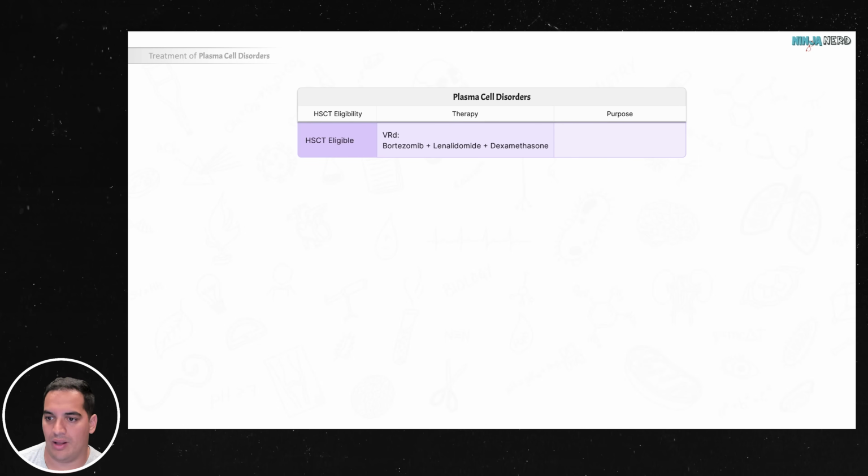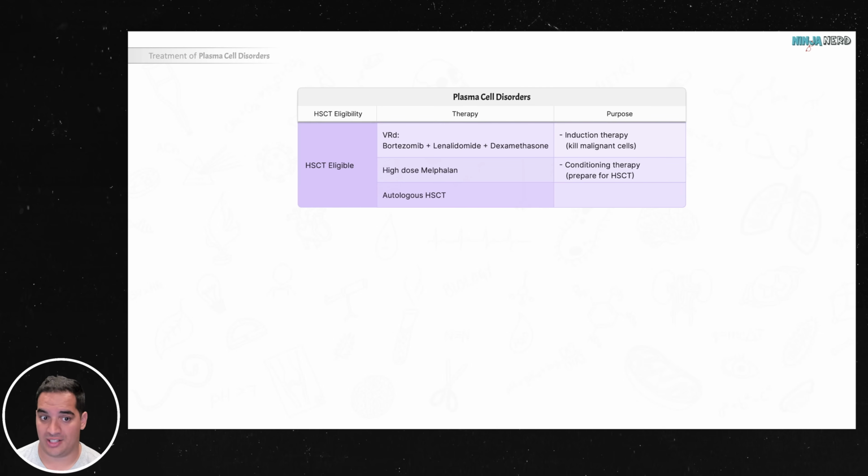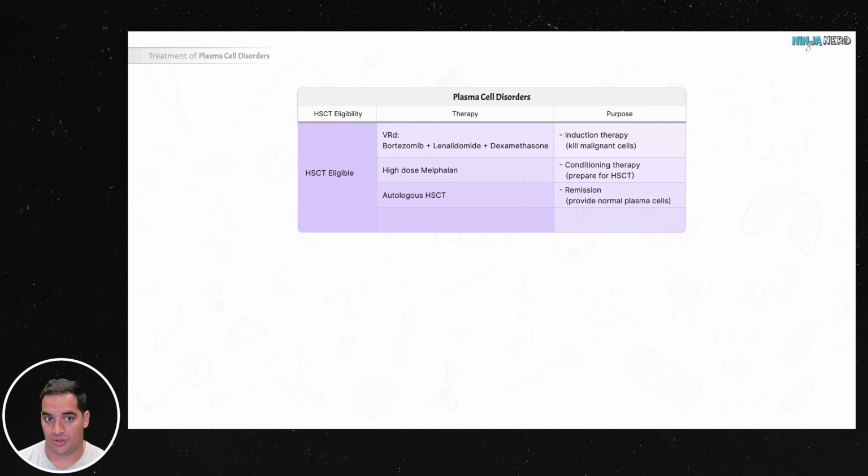We're going to start off with induction therapy, and that's called your VRD. That's your bortezomib, lenalidomide, and dexamethasone. That's going to be induction. Then after that, we're going to condition them. We're going to get them prepared for the bone marrow transplant with high-dose melphalan. Then after that, we'll do the bone marrow transplant. They're going to replace that with normal plasma cells. And then we're going to try to make sure that we keep them in remission. And that's when we'll do just the bortezomib and lenalidomide.